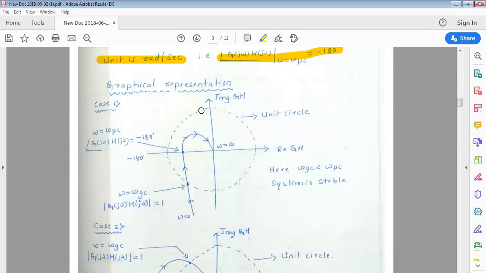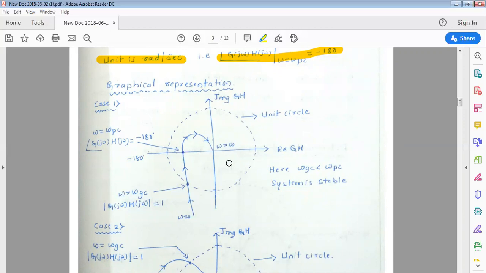In the graphical representation you can see this is the real axis, this is the imaginary axis, and this is the unit circle. Assuming that this is your polar plot, it starts from omega equal to 0 and goes to omega equal to infinity. This is the starting point and the ending point. Assuming the nature of the polar plot is in this way, for what value of omega does this polar plot cut the unit circle? This frequency is called omega GC. The condition is that the magnitude of G(jω)H(jω) is 1, right?